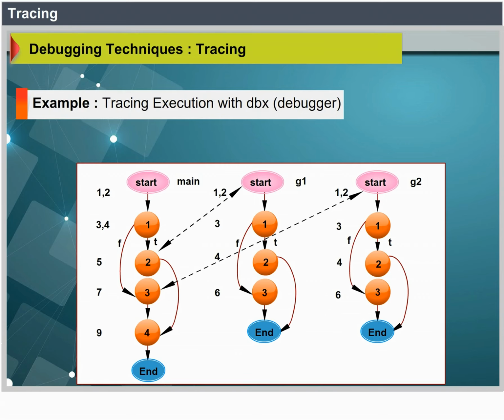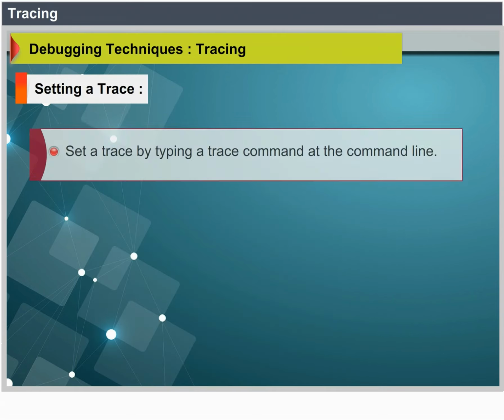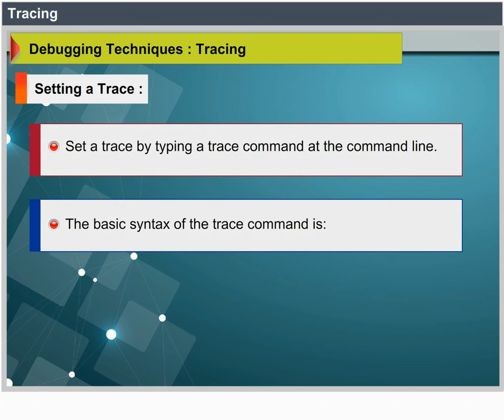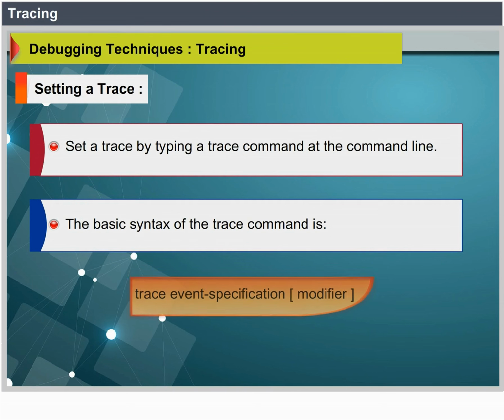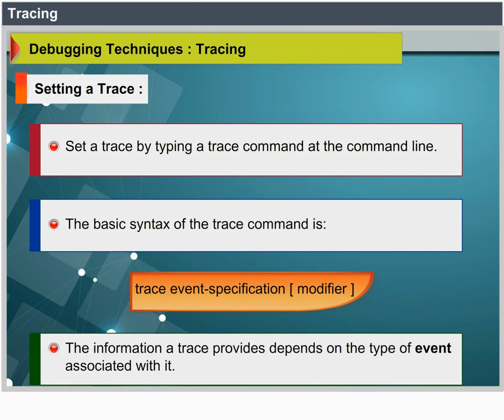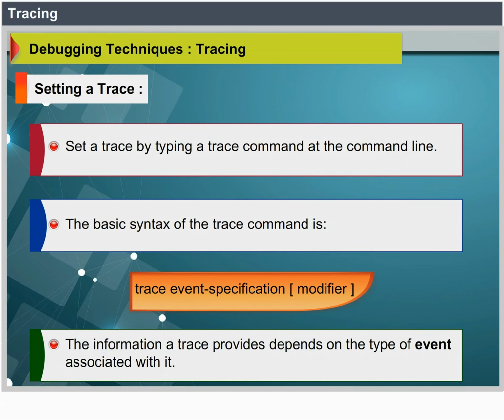Setting a trace. Set a trace by typing a trace command at the command line. The basic syntax of the trace command is trace event specification modifier. The information a trace provides depends on the type of event associated with it.